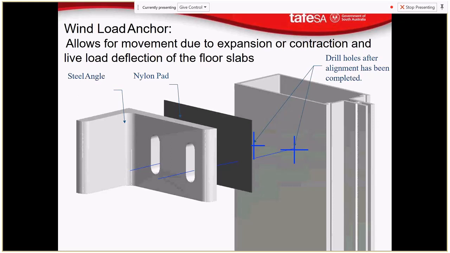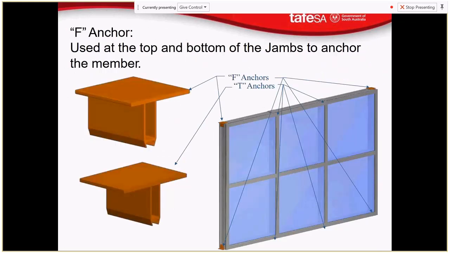Wind load anchor allows for movement due to expansion or contraction and live load deflection of the floor slab, but remains fixed because we've got elliptical holes here that now allow some movement. So that's the same as your truss fixings on top of your internal non-load bearing walls, for example. Also on top of your framing, you've got 2 different anchors. So you've got the T anchors on the inside and your F anchors on the jambs.